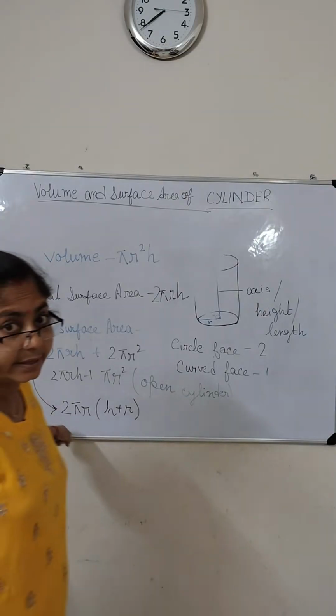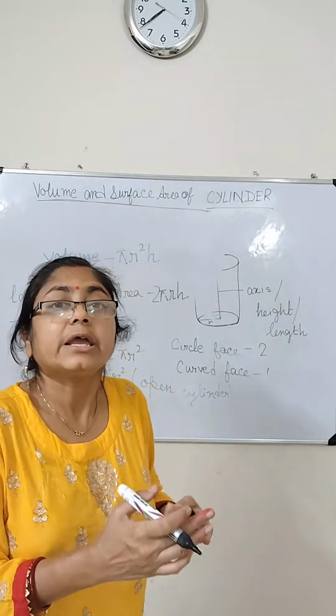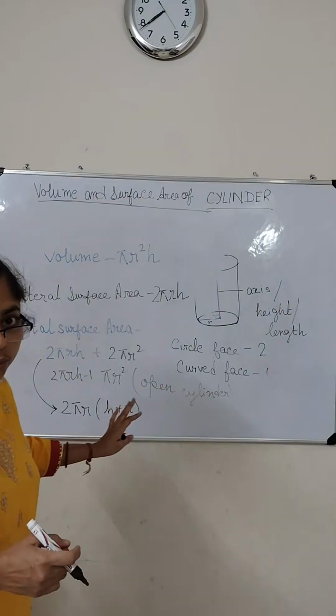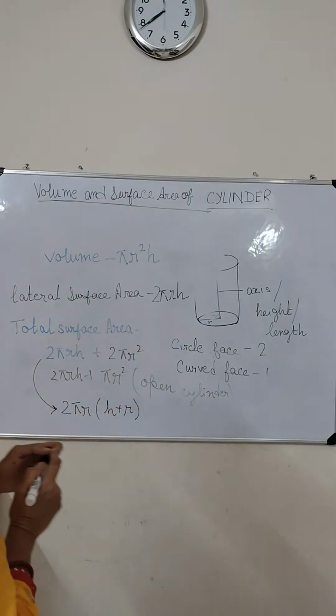You can write in this way, but why do I break the formula? For some maths, you need only one circle. For that reason, I break the formula and do this one. Okay, total surface area is TSA. Now I start the maths.